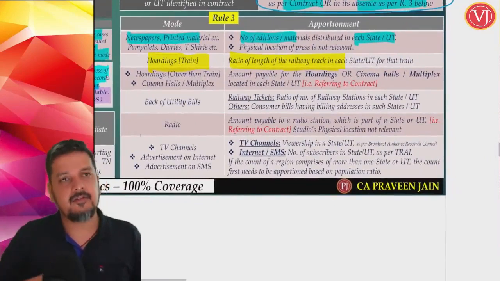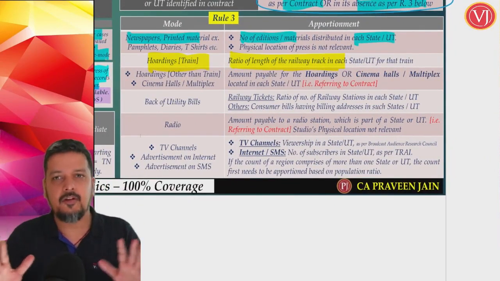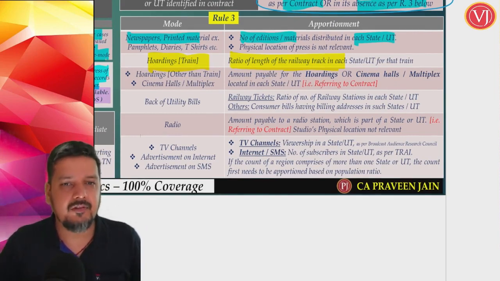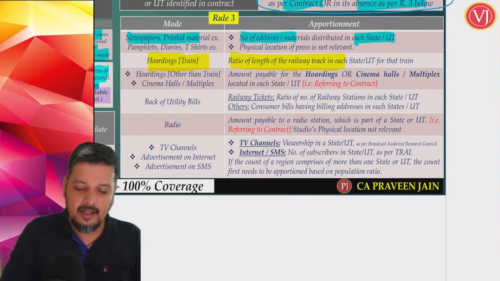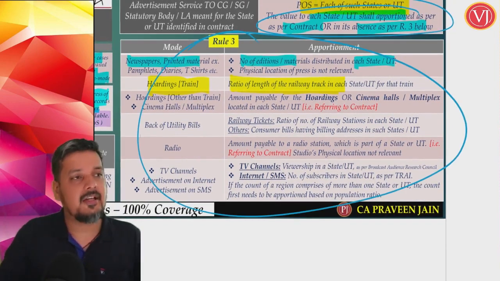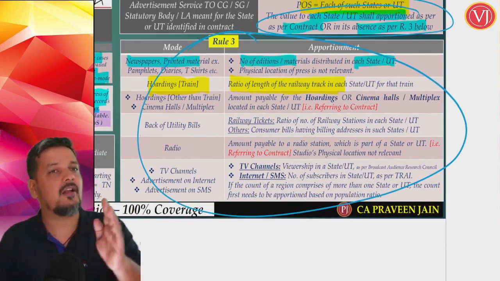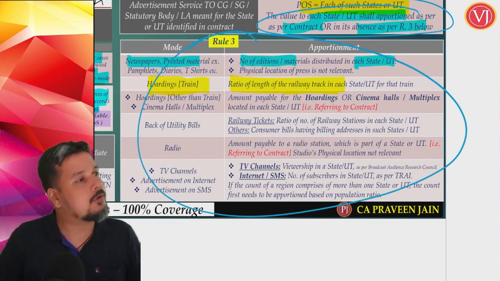Likewise, you have other scenarios. Very logical bifurcation. I've just given two scenarios. Very logical bifurcation is there in this. And please understand that this apportionment is there when you talk about rule 3, advertisement for governments. When you get multiple states as answer, it is logically divided with the help of rule 3.